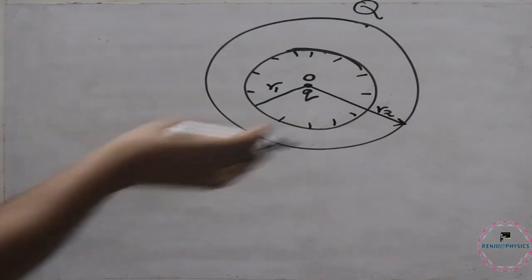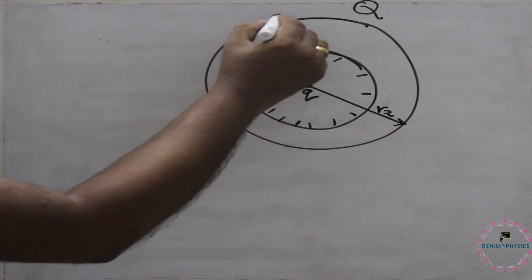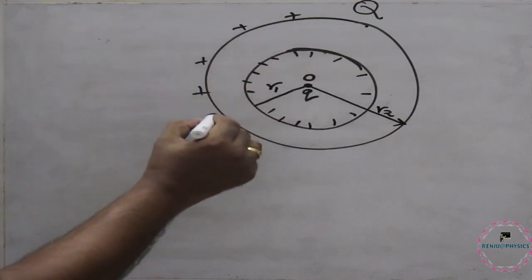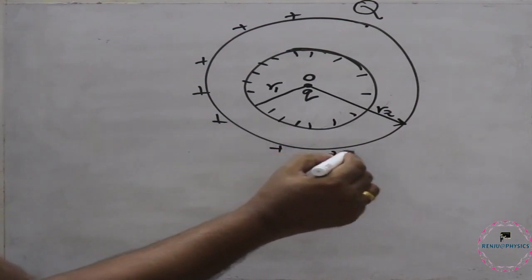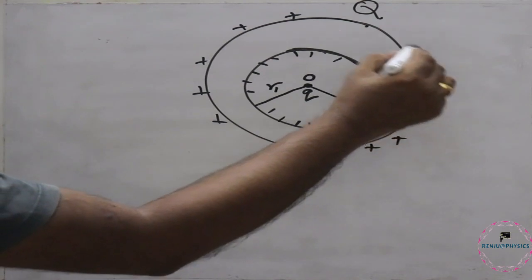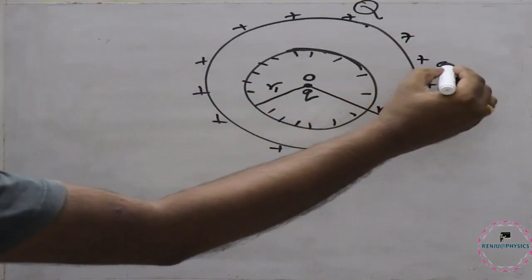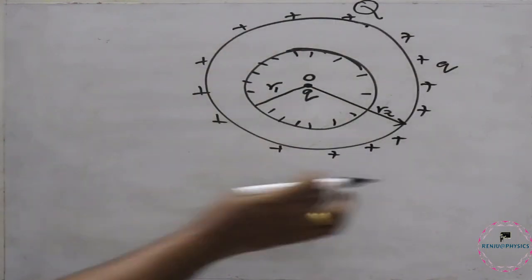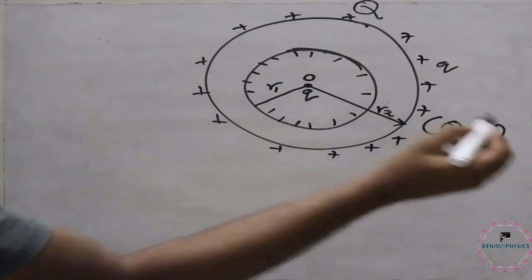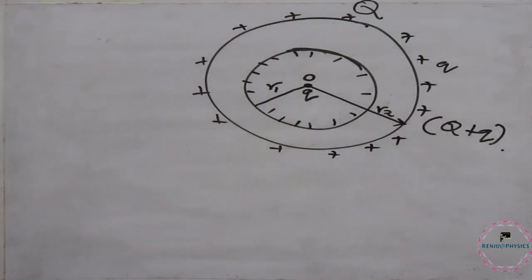Due to the negative charge induction, a positive charge will be induced on the outer surface of the spherical shell. How much charge will be induced on the surface? It is the same as the charge at the center, that will be q. So the total charge now on the surface of the spherical shell will be Q plus q.